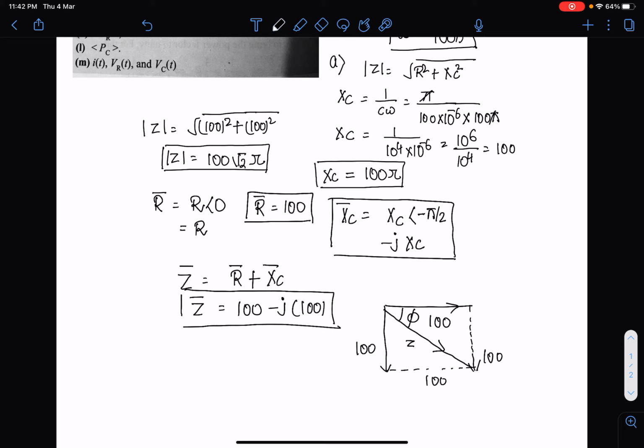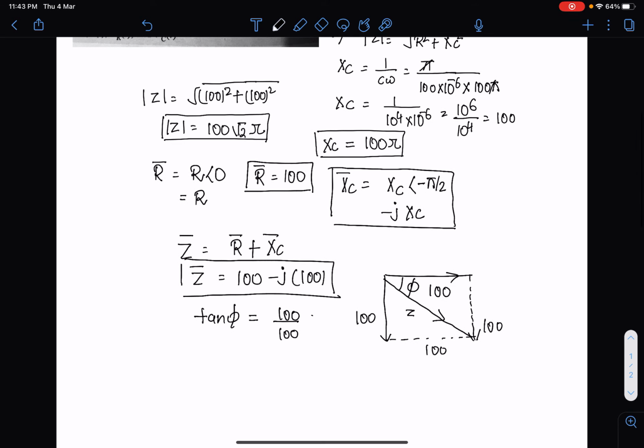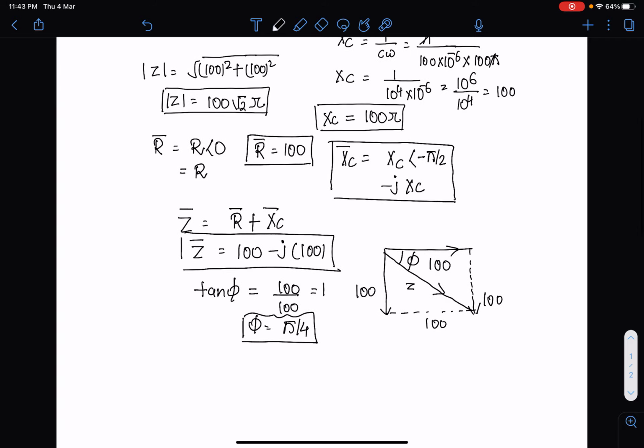और ये आपकी angle हो गई phi। सो tan phi की value जो आप लिखोगे, tan phi की, that is 100/100. सो this is tan phi is equal to 1, यानी कि phi is equal to π/4. तो आपकी जो phase angle हो गई, phase angle is π/4, right?